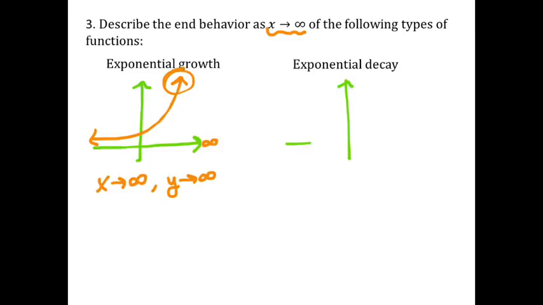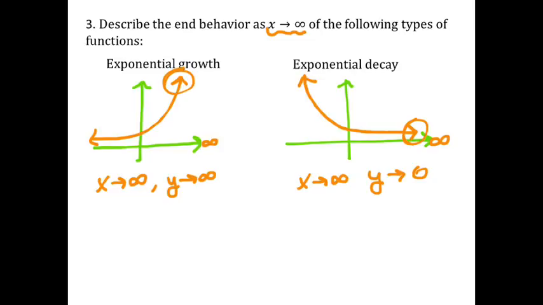Now on the exponential decay graph, that graph should be decreasing. If our value is decaying, or decreasing, our graph ends up decreasing. And so now, as x goes to infinity, if we look at our y values here, they're actually approaching 0.